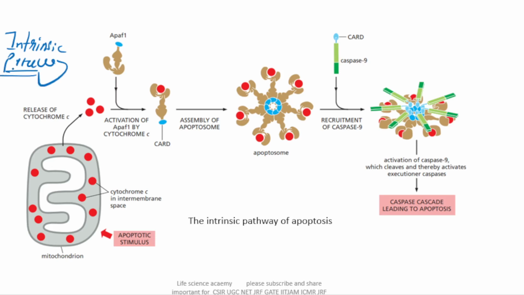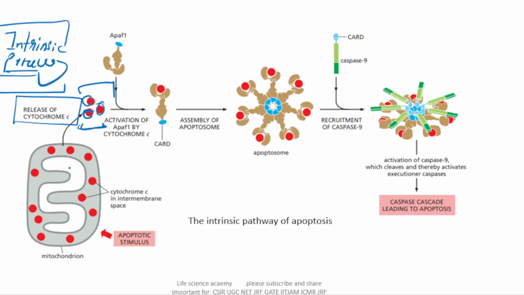I already uploaded a session on that at the molecular level. So we have to say that when cytochrome C is released, if cytochrome C is present in the cytosol, it is harmful. You can say it is a signal for the target cell to enter into the apoptotic state. So this is the mitochondrion.